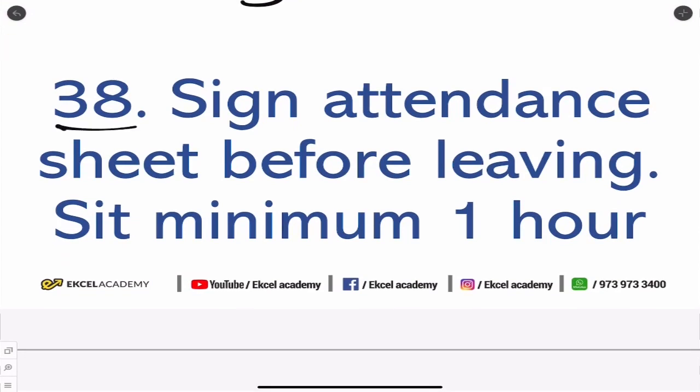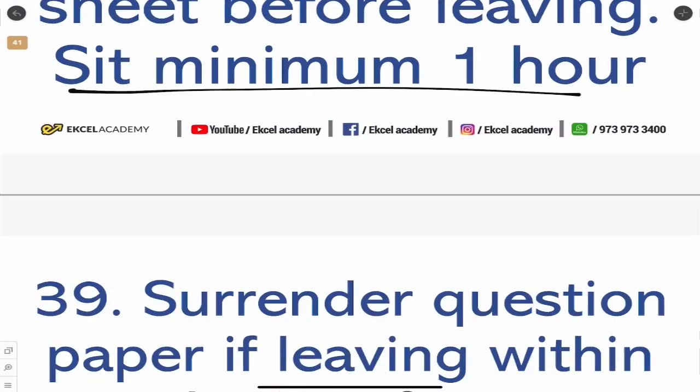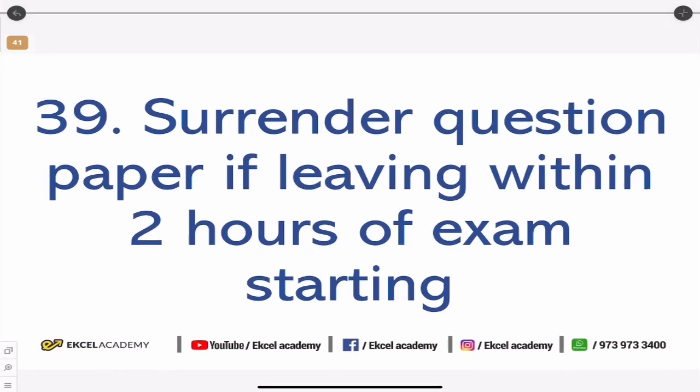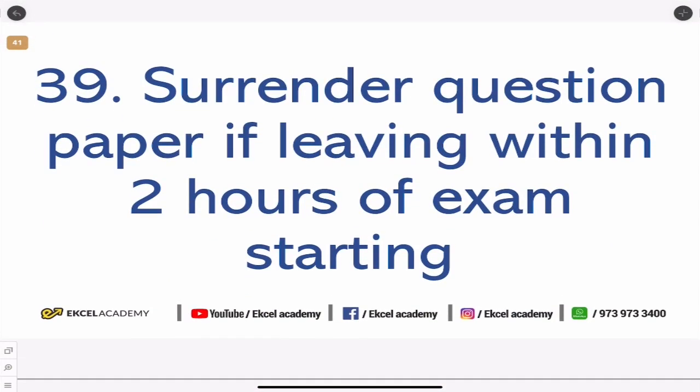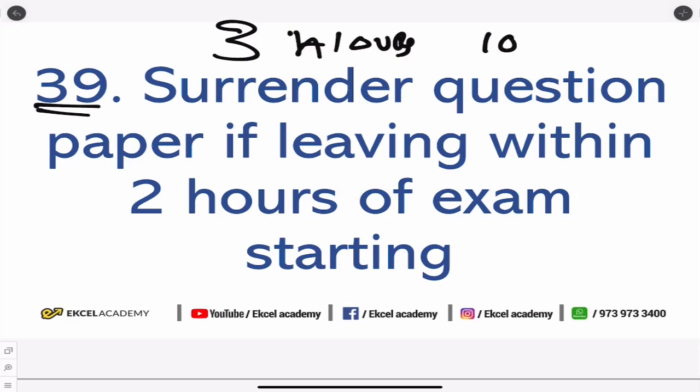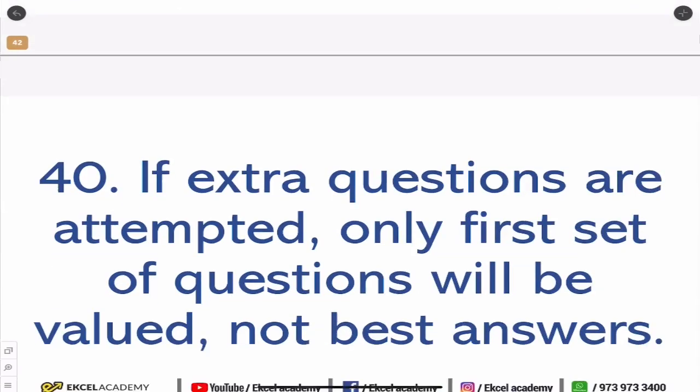Sign the attendance sheet before leaving and sit minimum 1 hour. You have to sit 1 hour, otherwise they will not allow you outside the exam hall. Of course, if you are watching this video, you are a serious student, you don't have to worry about that. You have to sit all the 3 hours, correct? And in the 3 hours, you should attempt all the 100 marks. Very, very important. Surrender the question paper if you are leaving within 2 hours of exam starting. Again, not applicable for you.